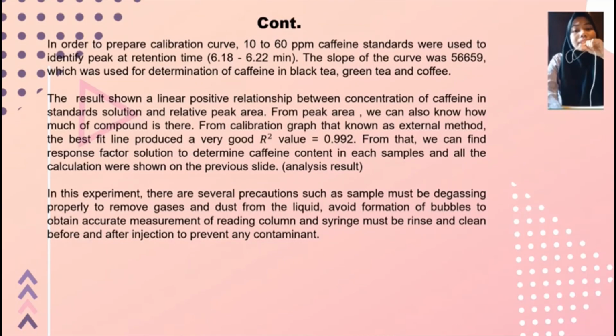There are several precautions in this experiment, such as the sample must be degassed properly to remove dissolved gases and dust from the liquid, and avoid formation of bubbles so that the measurement reading of the column is not affected. Then the syringe must be rinsed and cleaned before and after injection to prevent any contaminant.